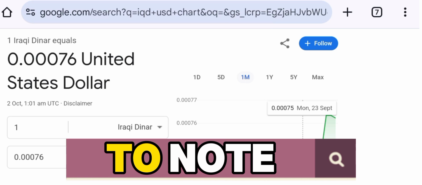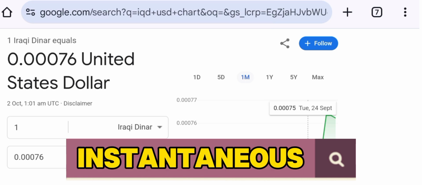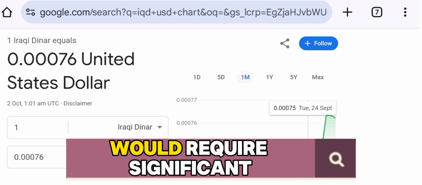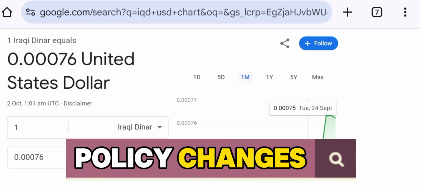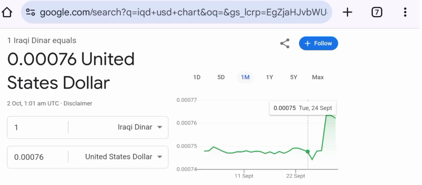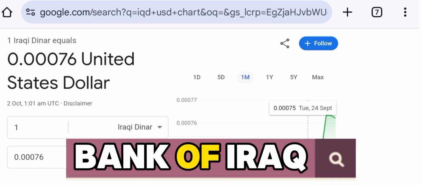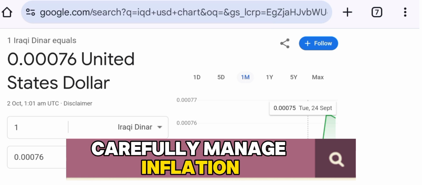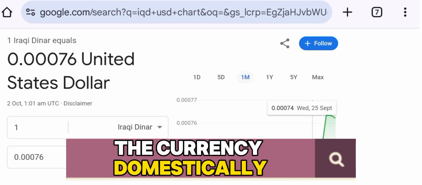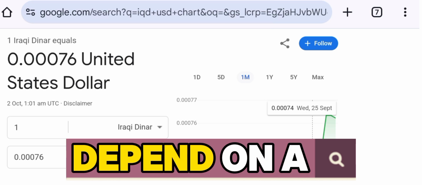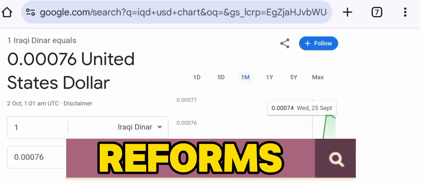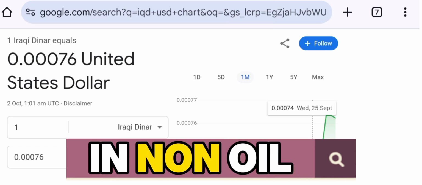However, it's important to note that this process would not be instantaneous. Redenomination and the implementation of the REER would require significant policy changes, economic reforms, and a stable political environment. Additionally, the Central Bank of Iraq would need to carefully manage inflation and ensure that there is enough confidence in the currency domestically. The success of this strategy would depend on a well-structured approach and a strong commitment to implementing reforms that foster growth in non-oil sectors.